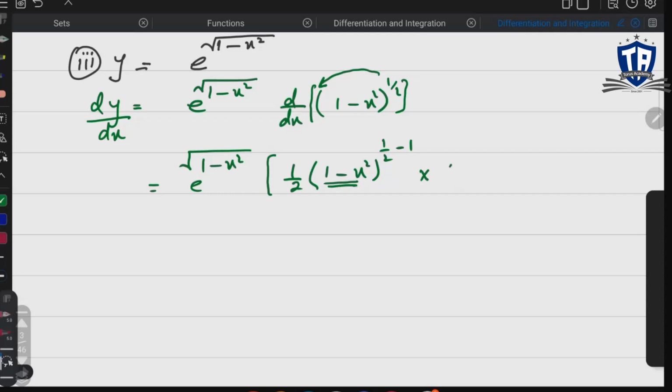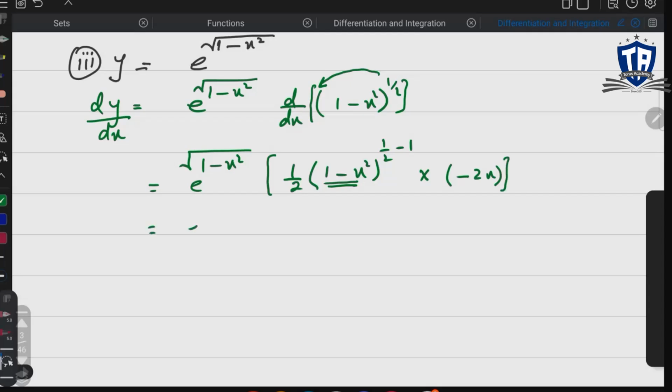Inside the bracket, it is 1 minus x square. 1 is a constant number, and the derivative of a constant is 0. Then we take the derivative of x square, and its derivative is very simple. It is minus 2x, close bracket. So we have done our differentiation.